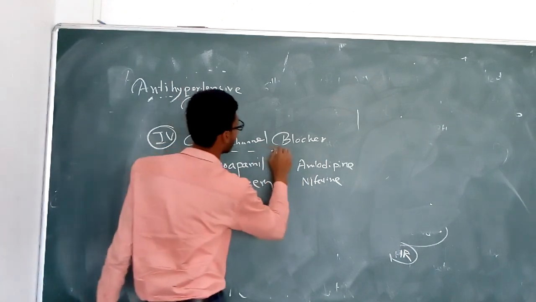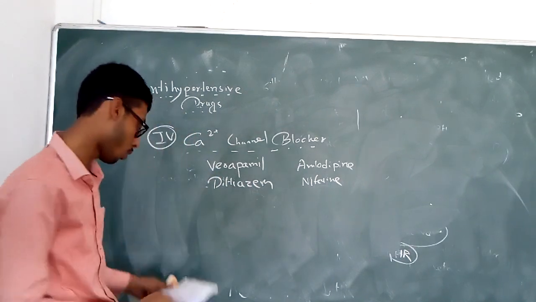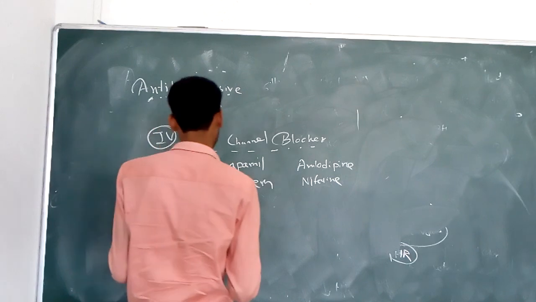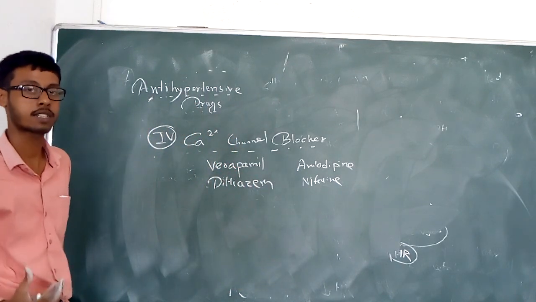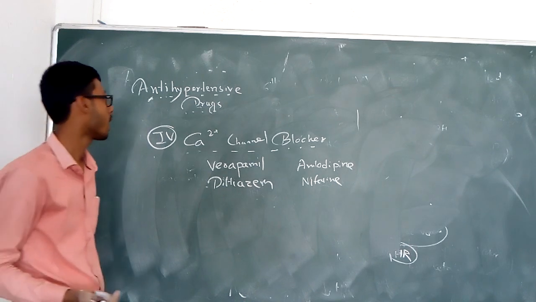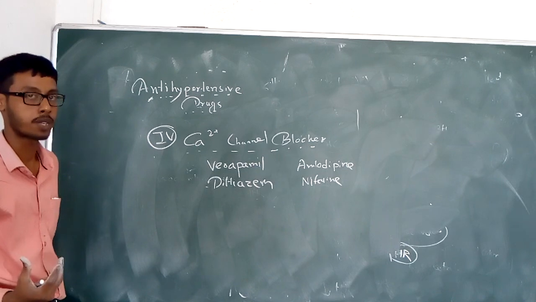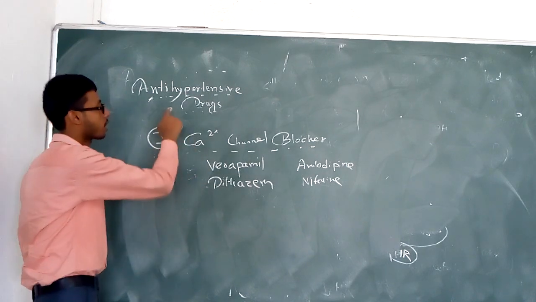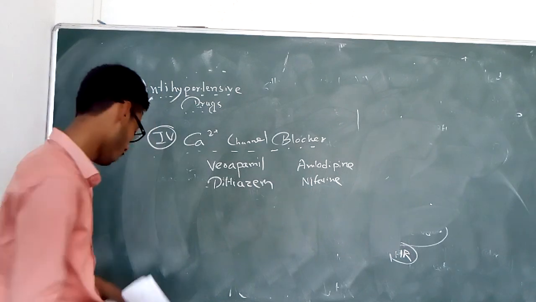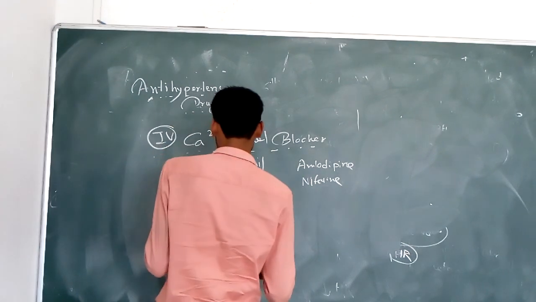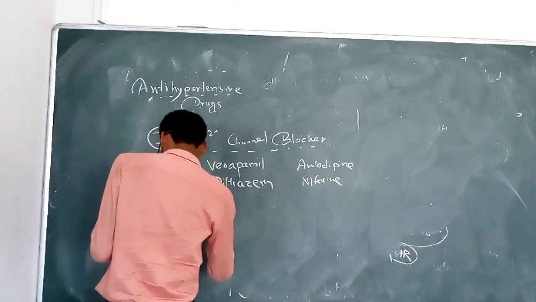It blocks the calcium channel, and it also indirectly blocks the contraction of the blood vessels, and further it produces relaxation, and relaxation ultimately results in lowering the blood pressure. That's why it is used to treat hypertension. So calcium channel blockers may be further classified.